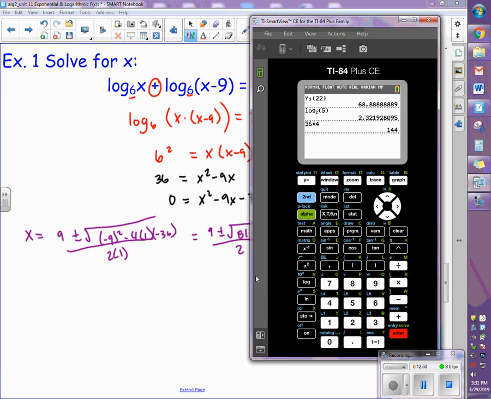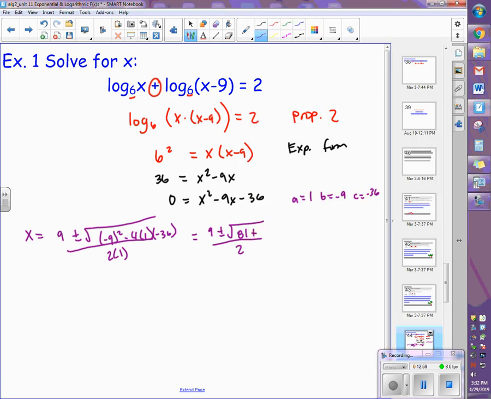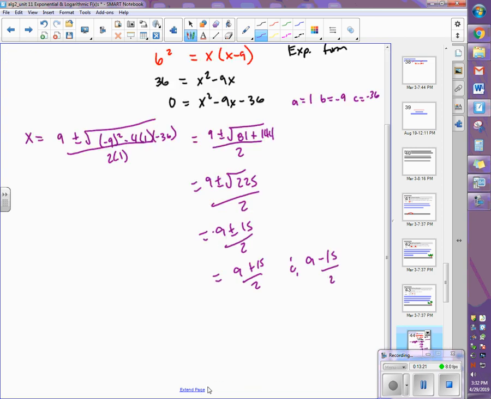144 plus 81, 225. Okay, so that's 9 plus or minus the square root of 225 over 2, which is 9 plus or minus 15 over 2, which is 9 plus 15 over 2, and 9 minus 15 over 2. 9 plus 15 is 24 divided by 2 is 12. 9 minus 15 is negative 6 divided by 2 is negative 3.